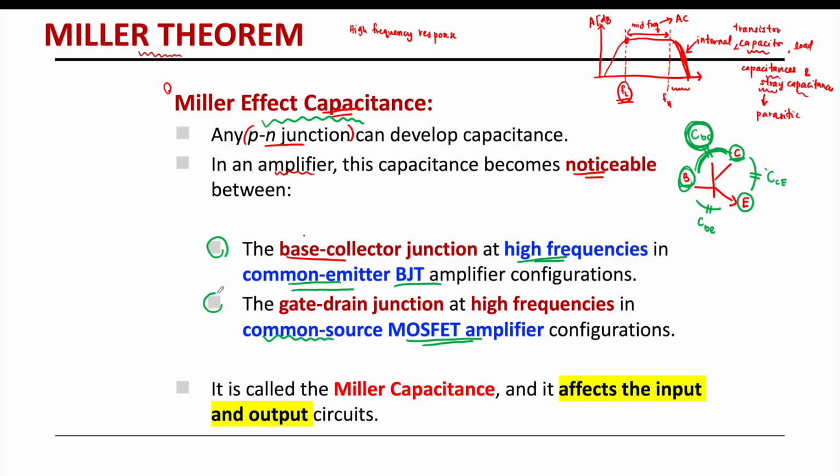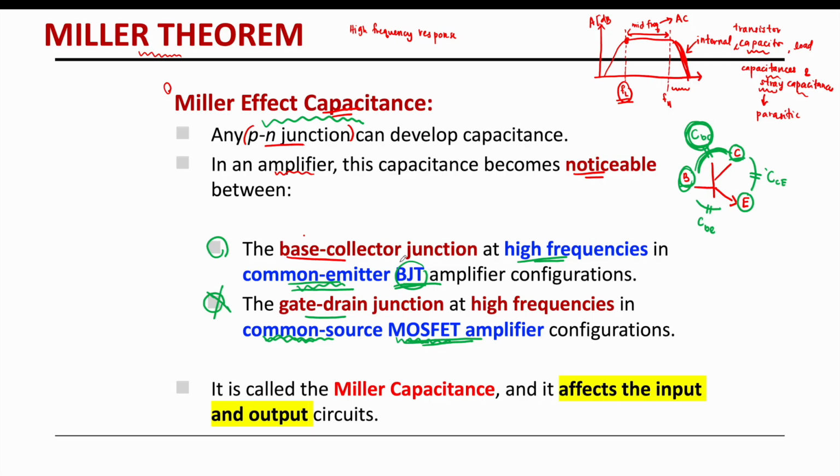So there are only two types of devices that make the Miller effect capacitances noticeable. One is the BJT, only in the common emitter configuration. Common base and common collector will not cause this Miller effect capacitance. Next, in the MOSFET amplifier, it is only noticeable in the common source configuration, where the junction is the gate drain junction. I will not go into this because we are now discussing the BJT.